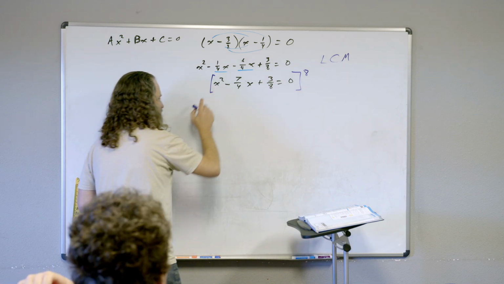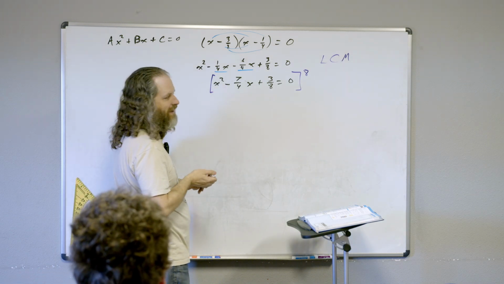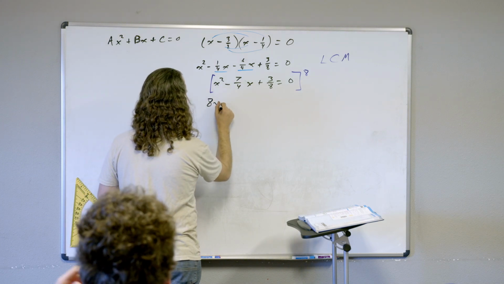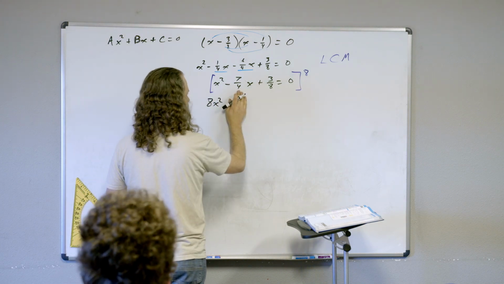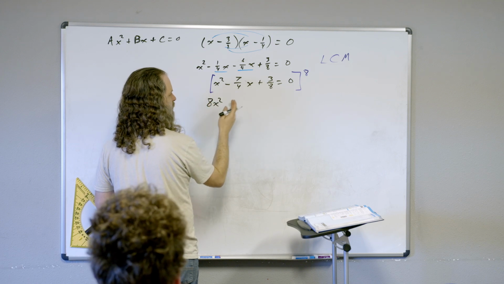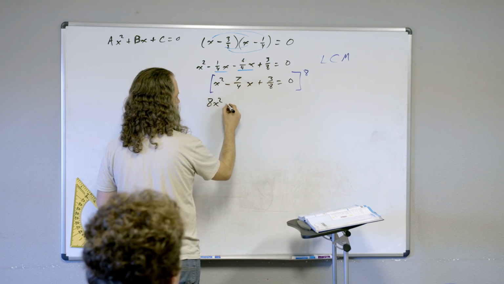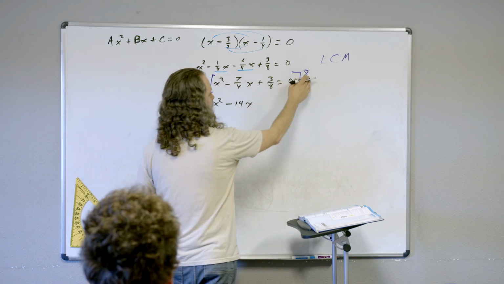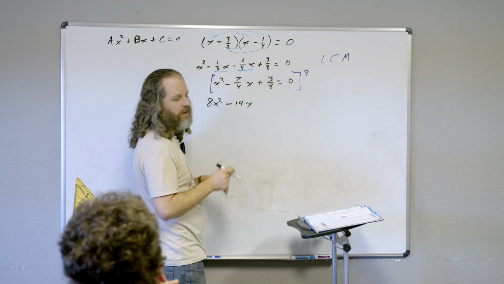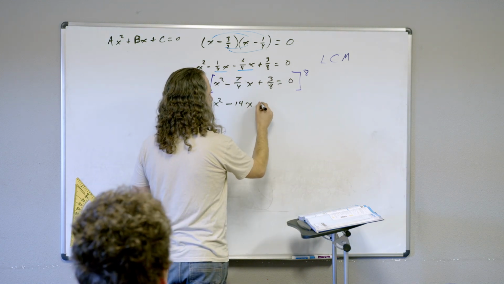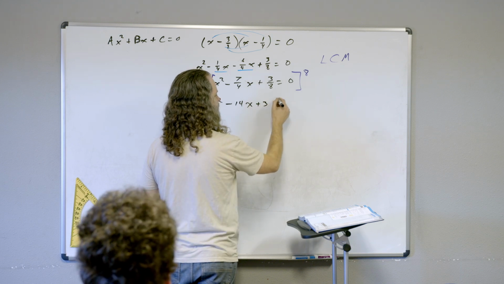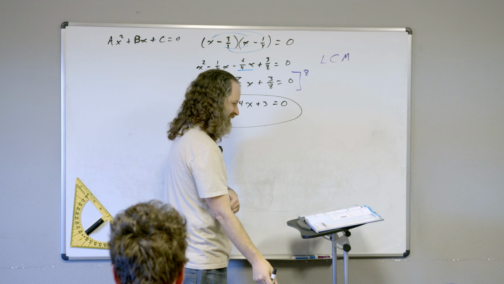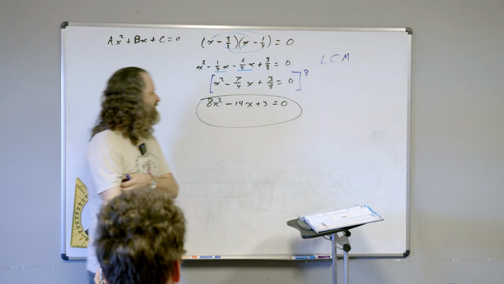8 times x squared is 8x squared. Beautiful, right? And then when we do this, 4 goes into 8 twice, so it's 2 times negative 7, so negative 14x. 8 goes into 8 all the way, turns into 1. 1 times 3 is 3. And then 8 times 0 is 0. Okay, we did it. That checks out. It does check out.